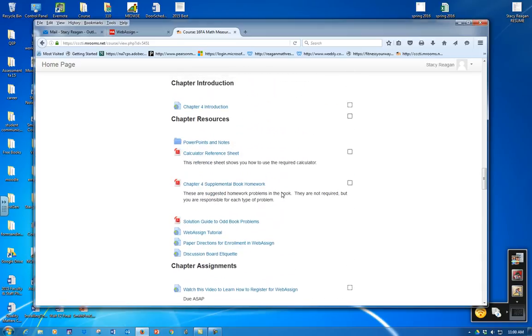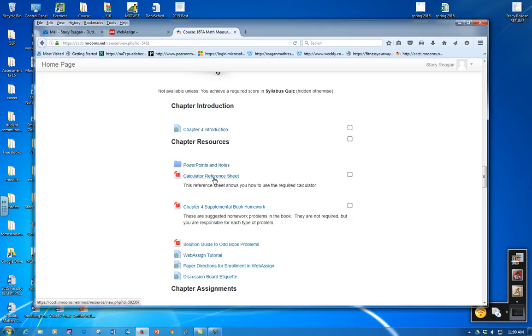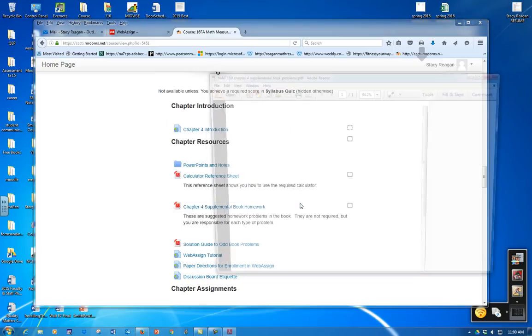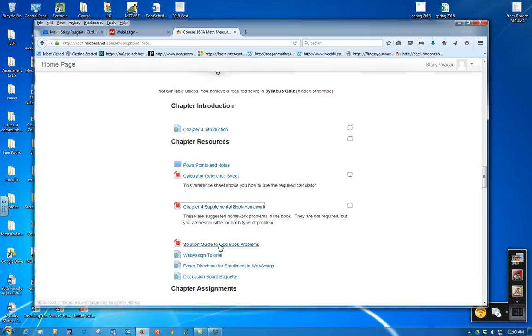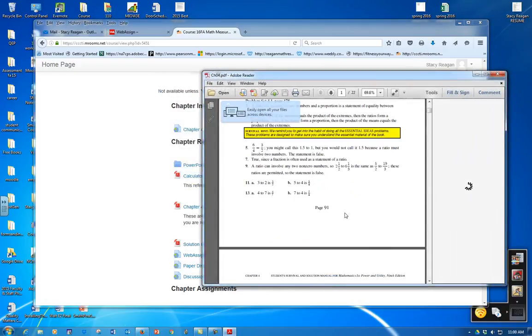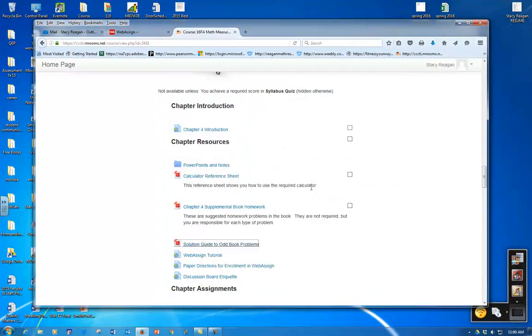You can also go up here if you want a couple of other things. There's a calculator reference sheet that you might want to print out. It shows you how to use this calculator. It shows you the buttons on it. This is the supplemental book homework. So these are the ones for Chapter 4 that show you the answers to the ones in the book. If you want to do those, you can pull this up. It tells you which ones you need to be responsible for in Chapter 4. The answers are right here, your solutions guide. So right here, every problem has the answer and the solution to it.